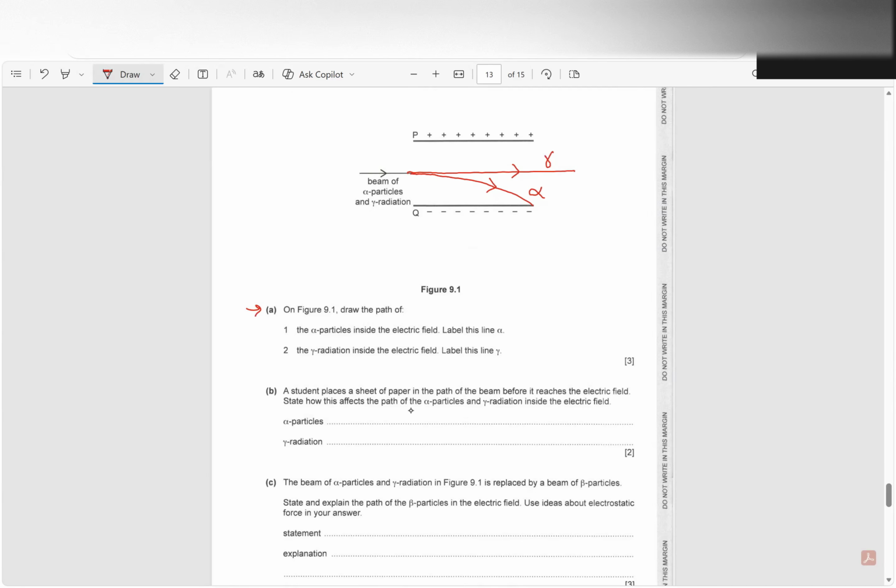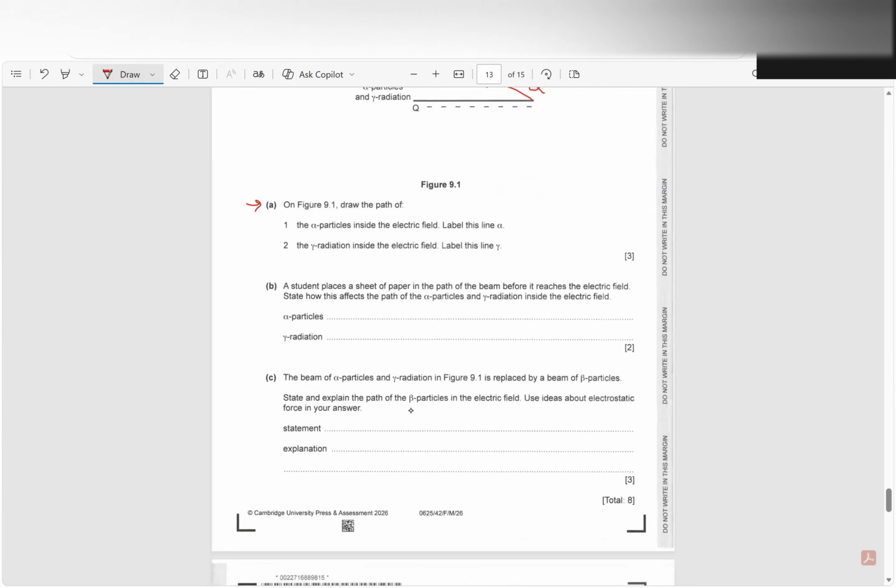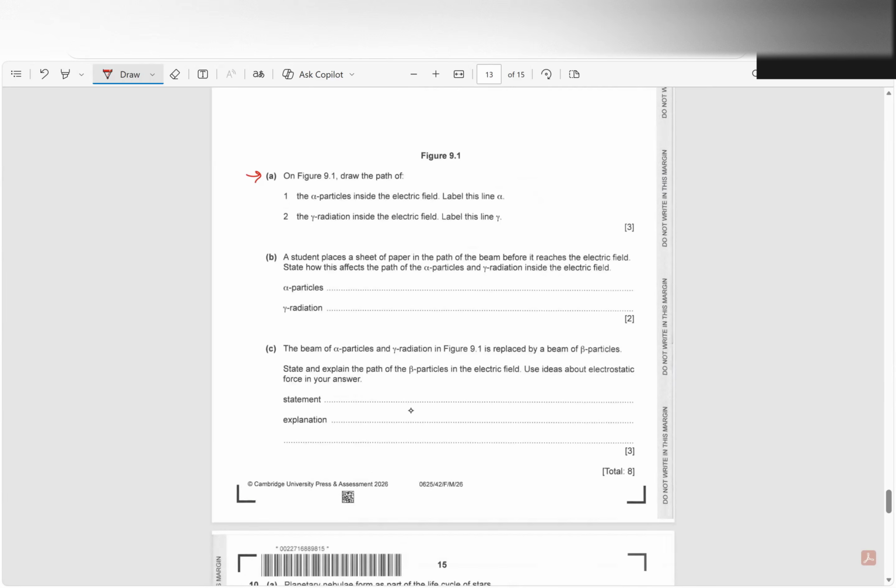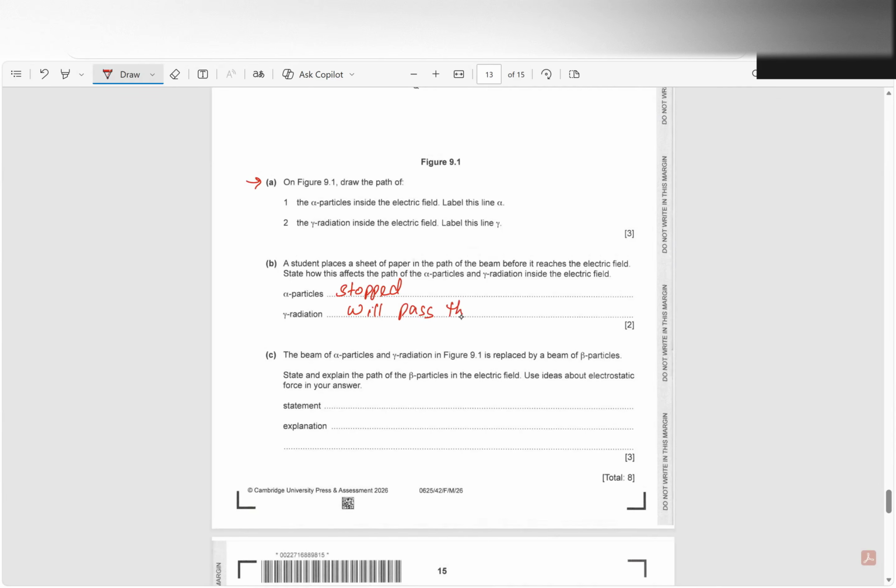So we're going to understand if a paper is going to be placed in front of alpha particles, they're going to be stopped. Or they're not going to penetrate, they're not going to pass through. What about gamma radiations? They're going to be not affected. They will pass through. Moving on.